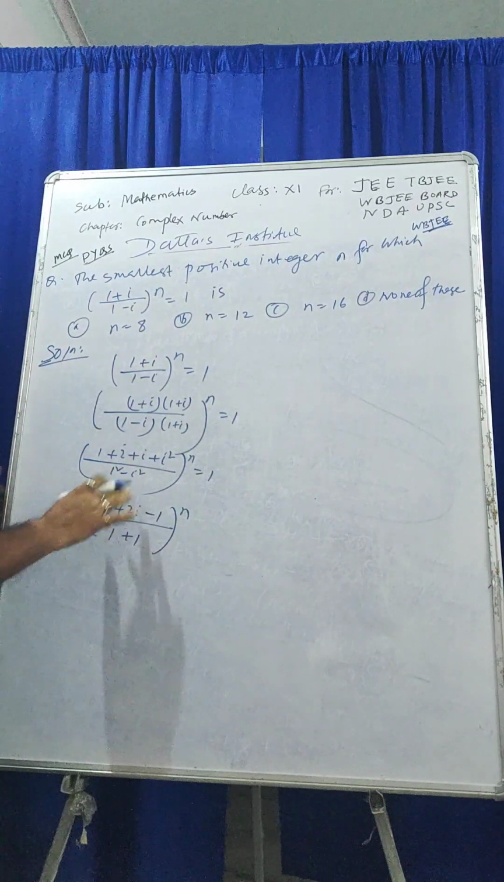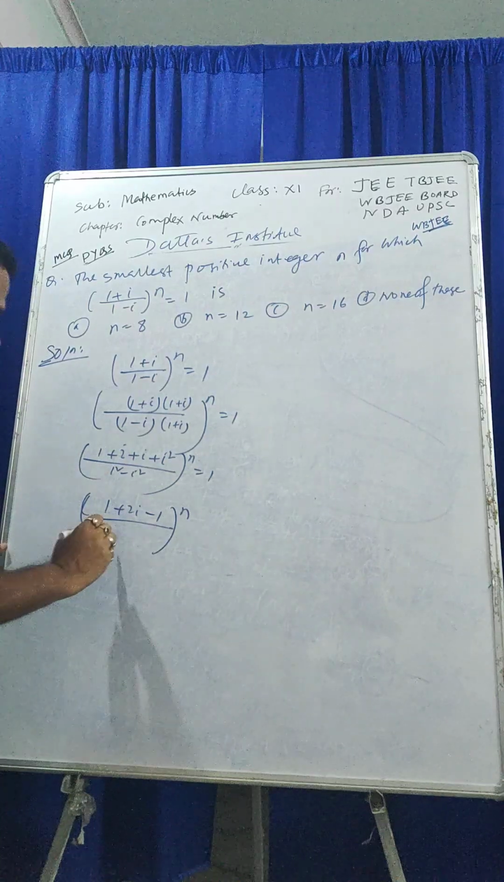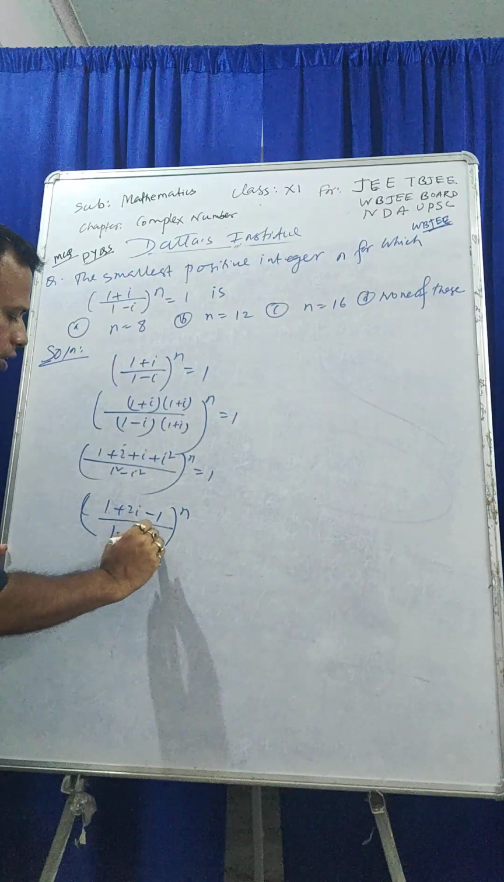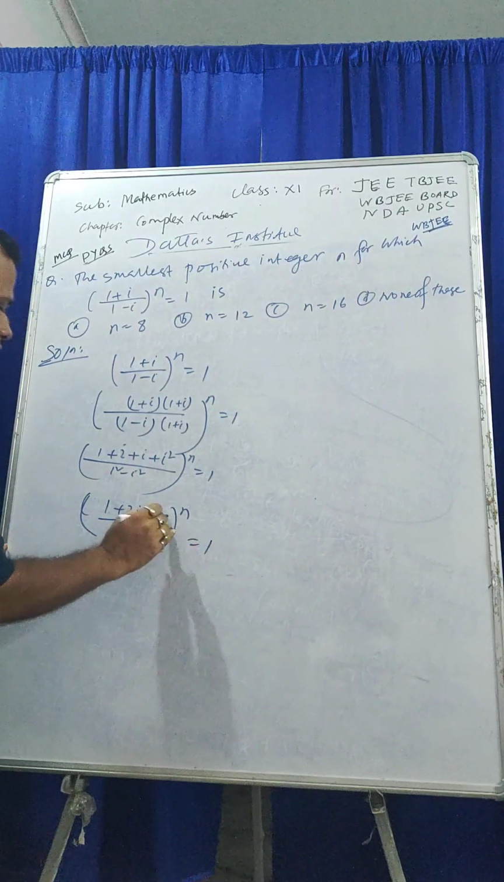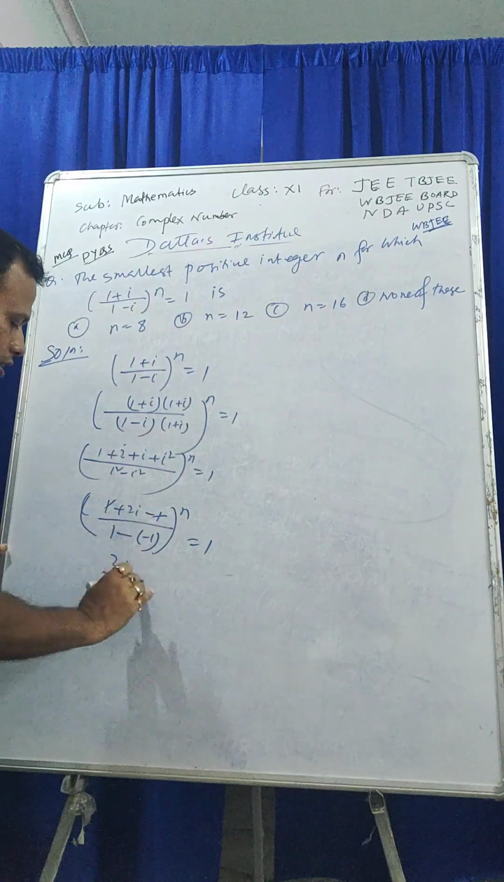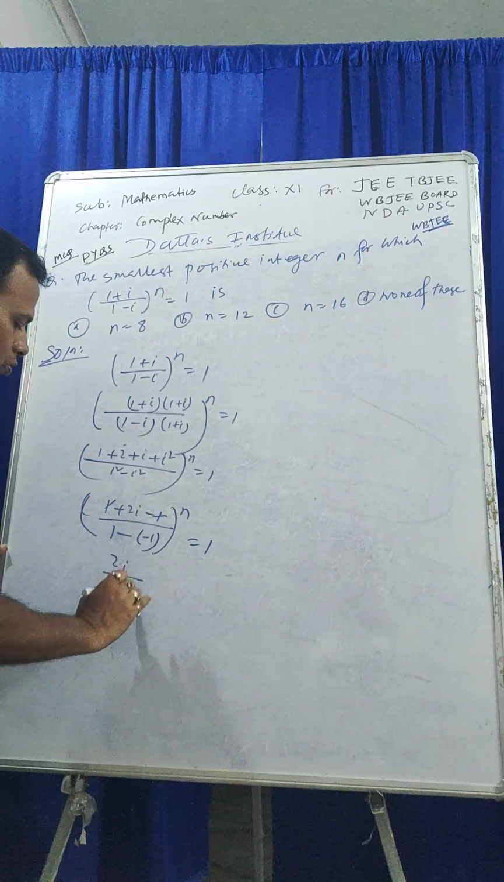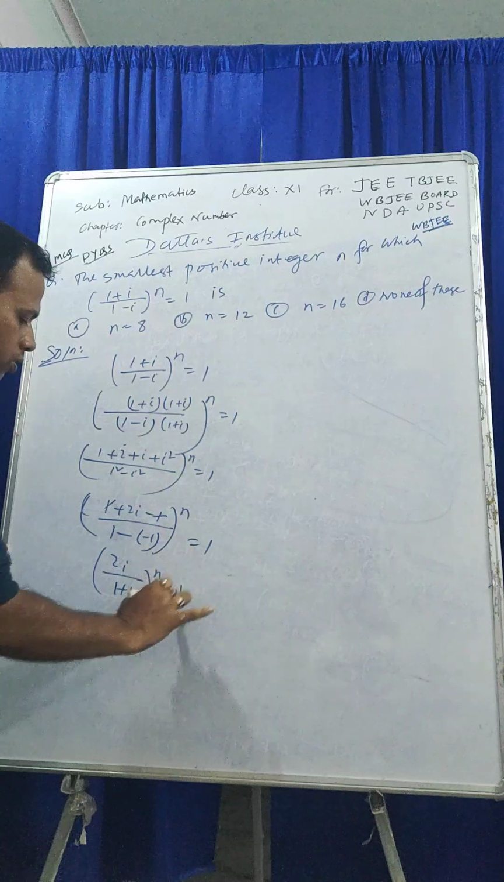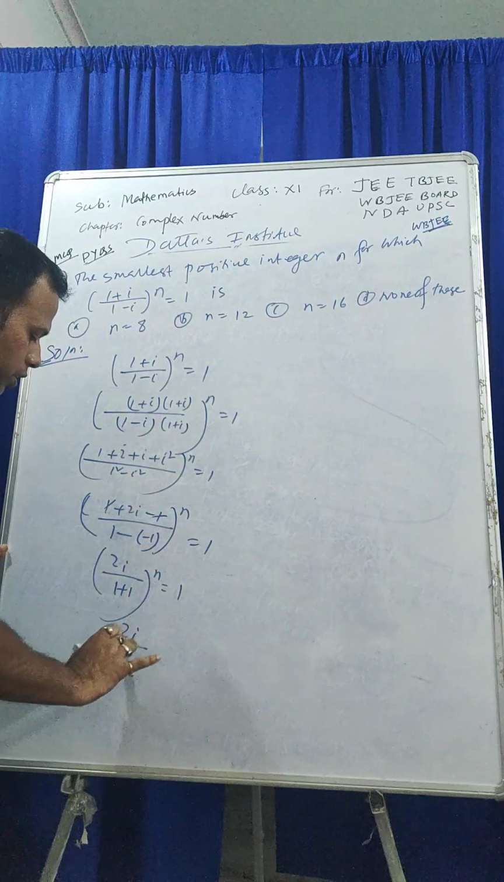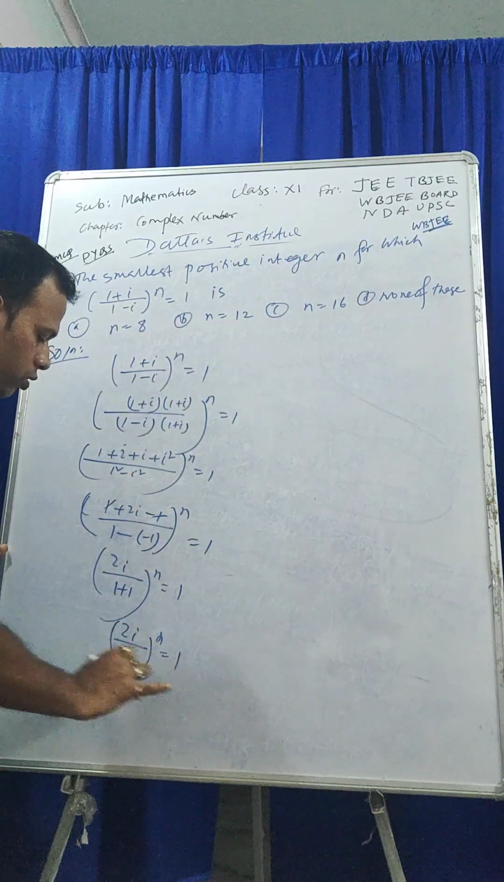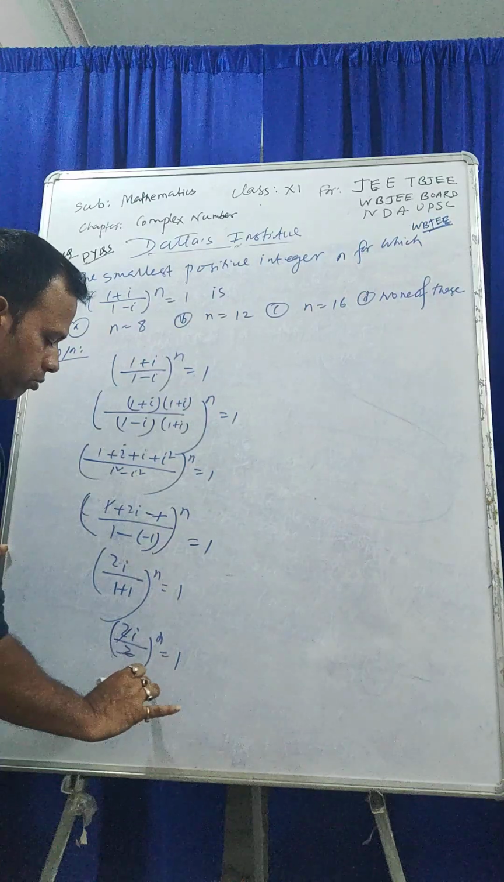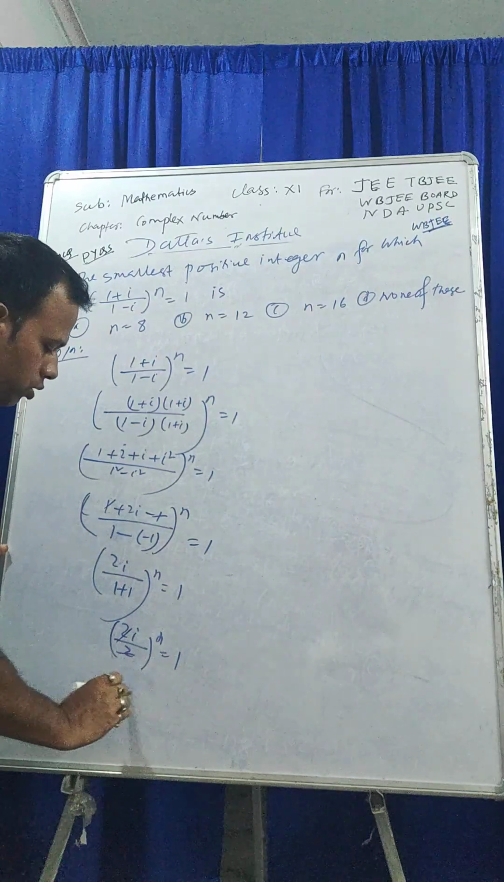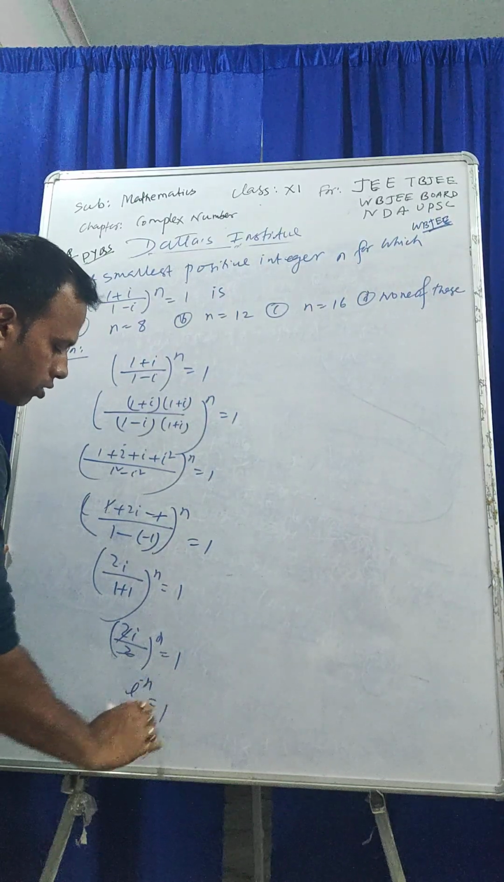Okay, got my point? Here i square is what? Minus 1. So minus 1 minus 1 is equal to 1. This one will cancel. So 2i is equal to 1 plus 1, whole to the power n, equal to 1. So 2i divided by 2, whole to the power n, is equal to 1. 2 cancels, then i to the power n is equal to 1.